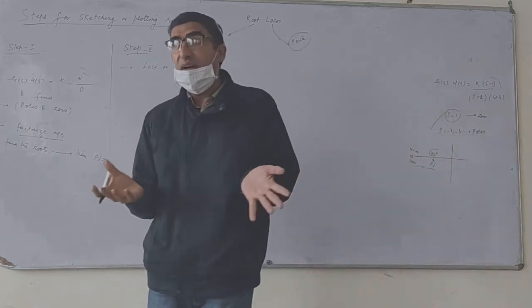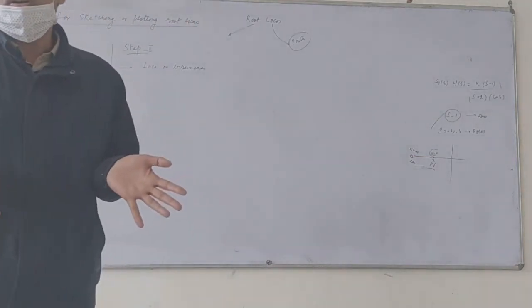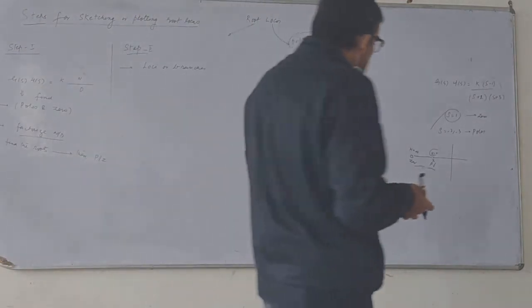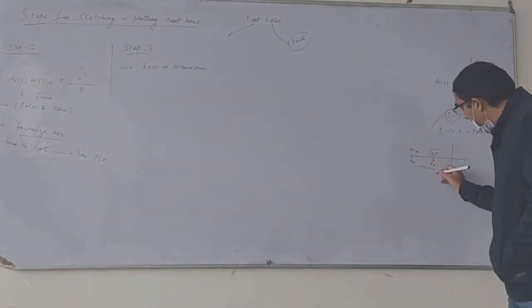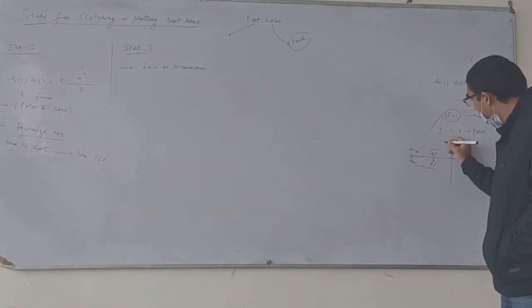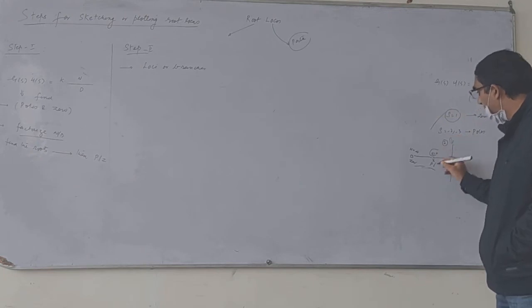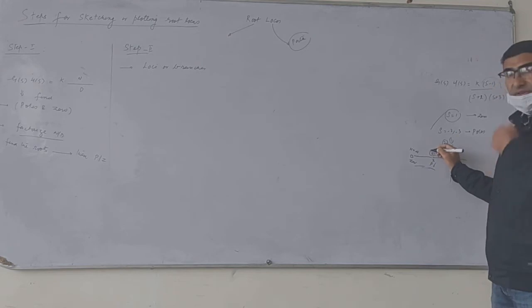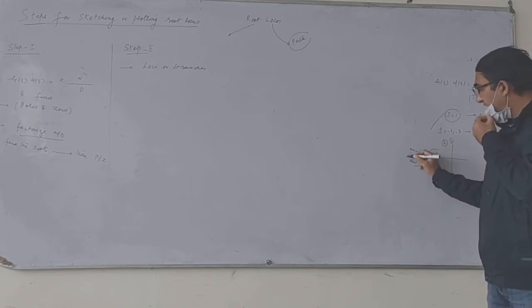Now sometimes what can happen? There can be more poles and fewer zeros. That can also happen. But then you have to terminate a branch. Suppose there are two poles and one zero. For one, you don't have a problem. It will start from a pole with a gain of k equal to zero and it will terminate at k equal to infinity at a zero.